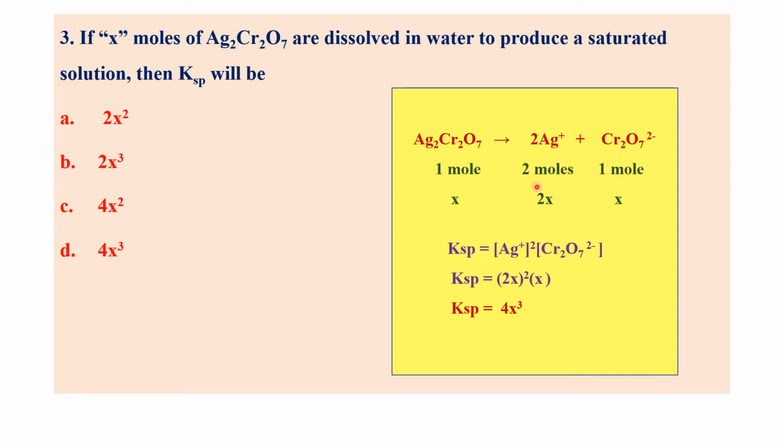Now the concentration or the solubility of silver plus is 2x, so in concentration terms we put 2x, and this square 2 is from the formula. For dichromate, it will be x only, because here we put 1. So 2 multiplied by 2, because it is squared, will result in 4, and x square multiplied by x will result in x cube. So the Ksp value will be 4x cube. The answer is D.